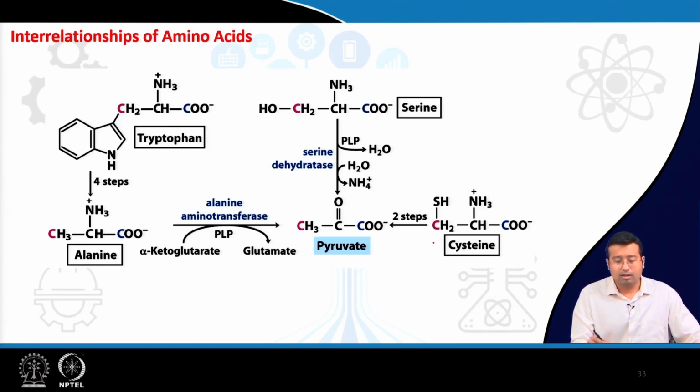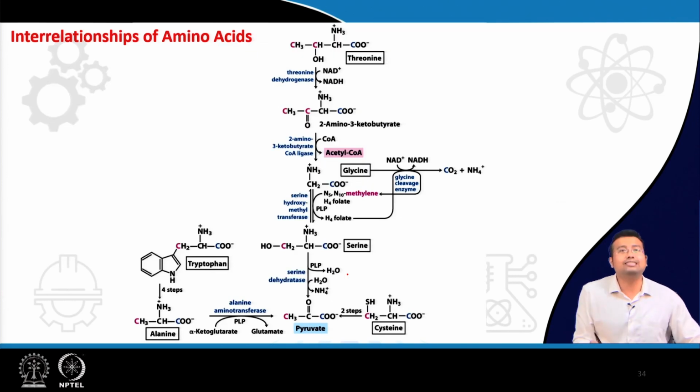Going down, not only serine, cysteine can be converted to pyruvate, already discussed in metabolism of sulfur containing amino acids, and you know tryptophan can be converted to alanine, and alanine can also be converted to pyruvate by a transamination. So, these three amino acid metabolisms are very interestingly interrelated, right.